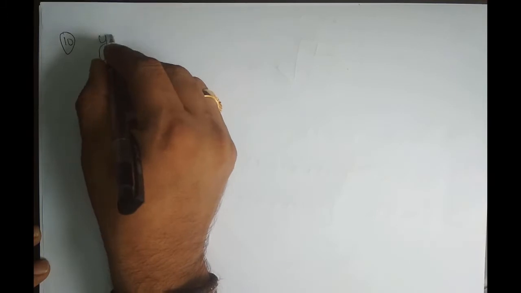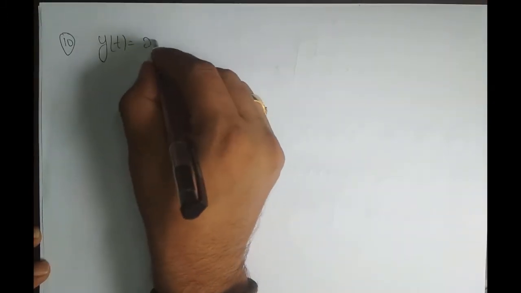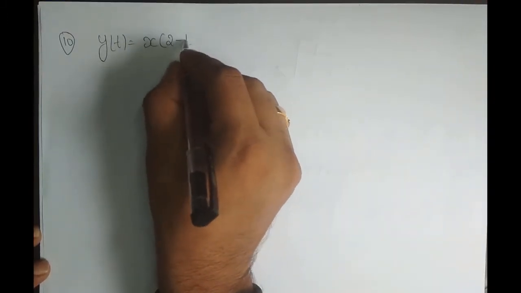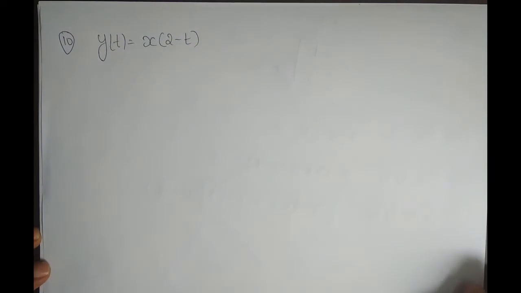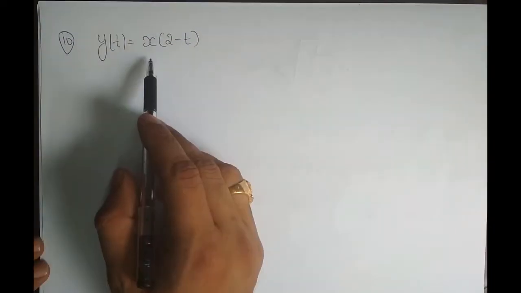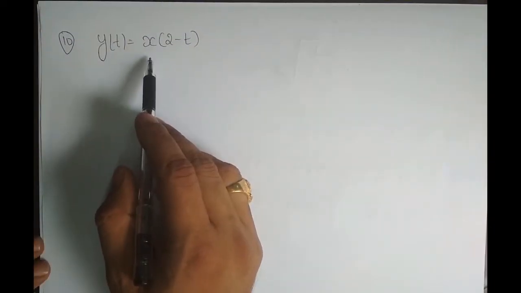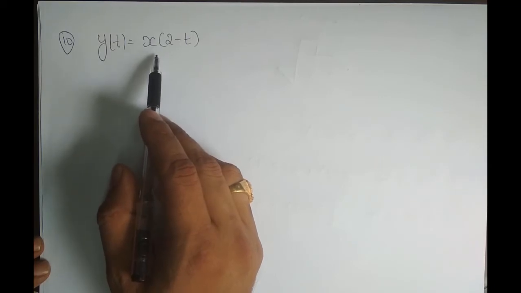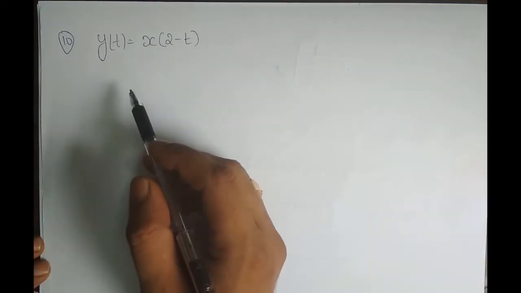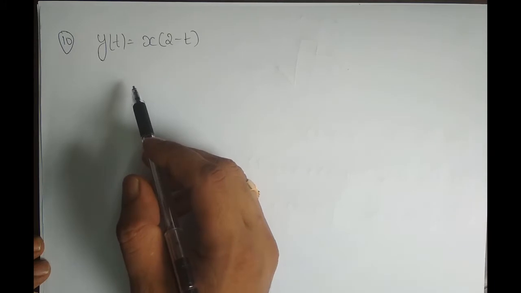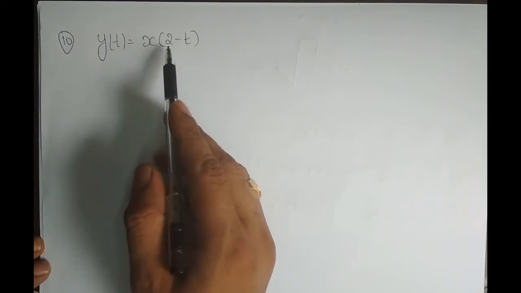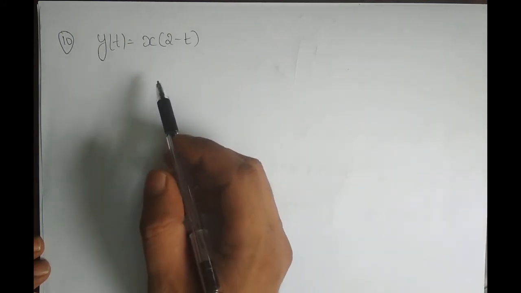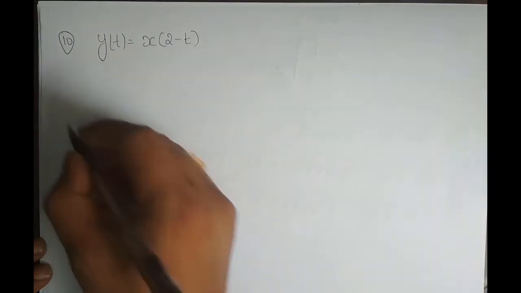So problem number 10, y of t is equal to x of 2 minus t. Before you take up the problem, first you have to see whether this involves the precedence rule. When do we apply the precedence rule? A signal which involves both time shift and time scaling operation, only then does it involve the precedence rule, right? So, solution.